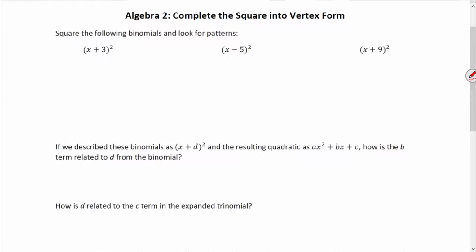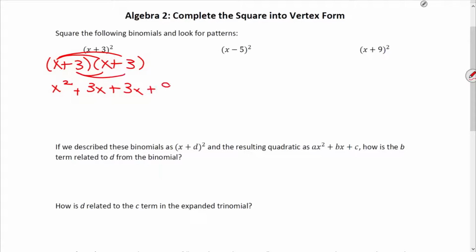So what does it mean to square a binomial? Well, it means to multiply it by itself. So x plus 3 squared is x plus 3 times x plus 3. If I multiply x times x, I get x squared. x times 3 is plus 3x, 3 times x is 3x, and 3 times 3 is 9. If I combine like terms, I get x squared plus 6x plus 9.